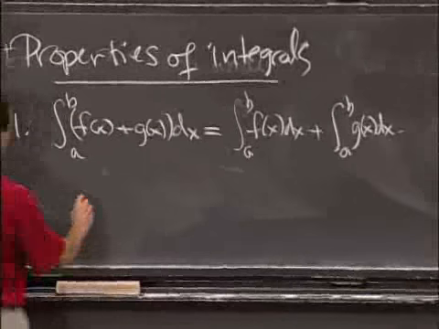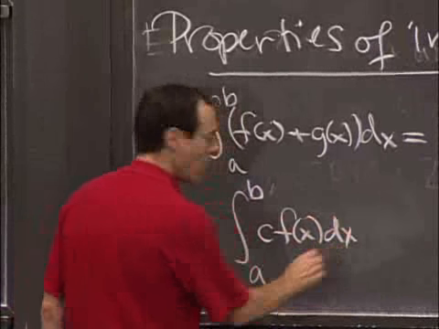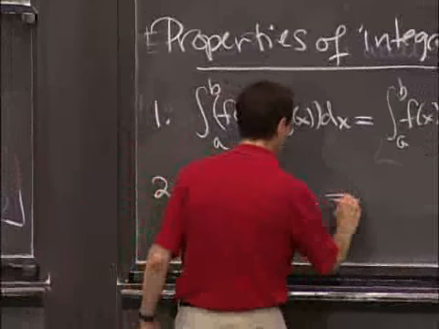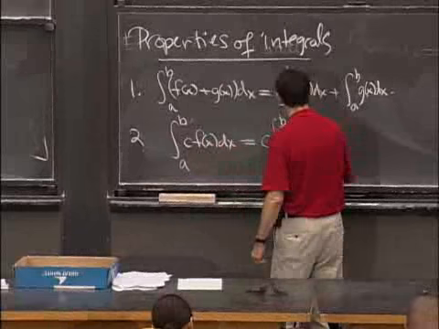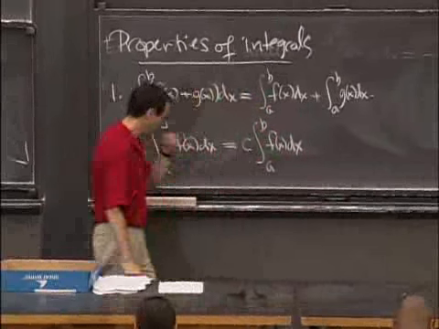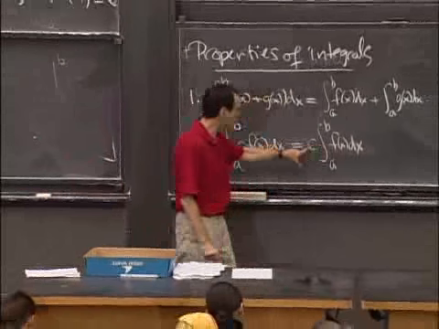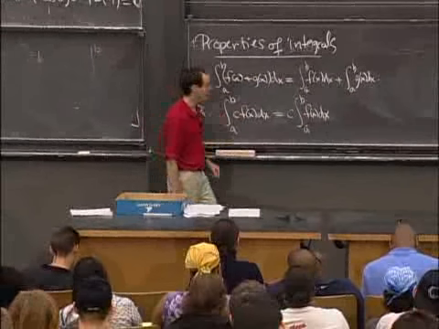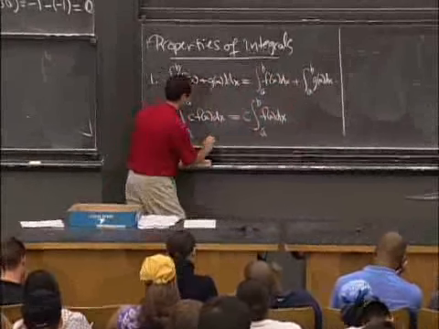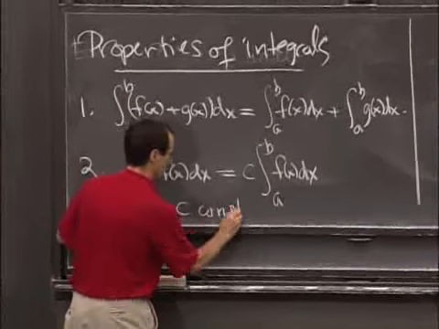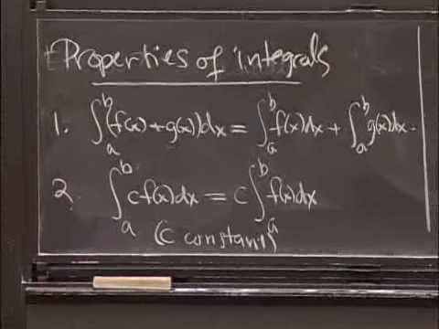And similarly, we can factor constants out of sums. So if you have an integral like this, the constant factors out. But definitely don't try to get a function out of this. That won't happen. Okay? In other words, C has to be a constant. Doesn't depend on x. All right.